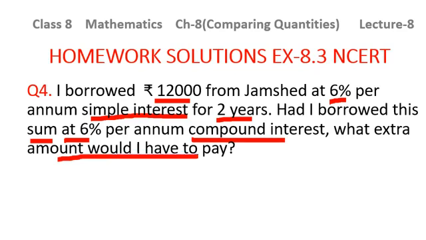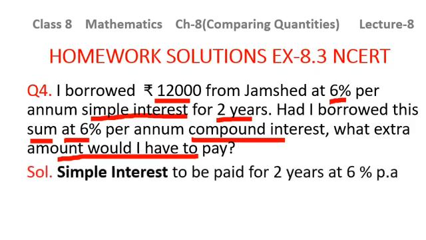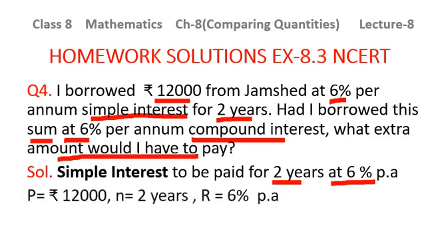So actually the person has borrowed, here the person indicated is I, rupees 12,000 from Jamshed at 6% per annum simple interest for 2 years. If this amount would have been borrowed at 6% per annum compound interest, what extra amount would I have to pay? This is what you are supposed to find out. Now let us see the solution. Simple interest we are supposed to find out. Simple interest to be paid for 2 years at 6% per annum.